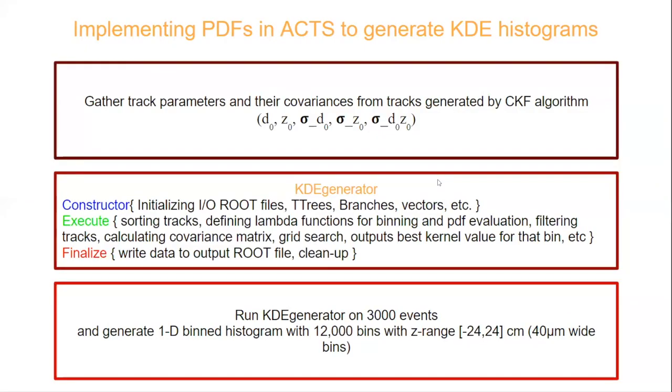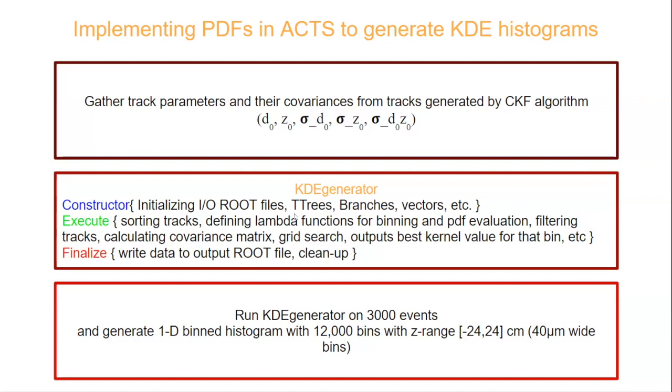As for the algorithm that we've implemented in order to calculate the probability density functions, and hence be able to generate the KDE histograms, we started by gathering track parameters and their covariances, their uncertainties, generated by the CKF algorithm. As I said, we're focusing on d0 and z0. And then we feed these parameters to the KDE generator, the algorithm we've written.